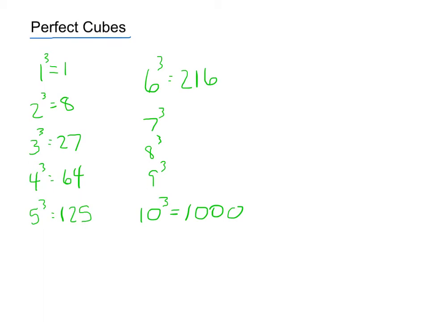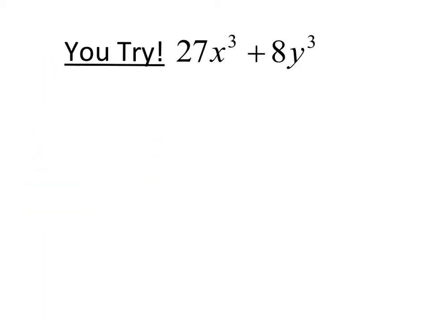Now let's do a U-try. Here in this U-try, we have to factor 27x cubed plus 8y cubed. Pause the video, try it out. You can even go back to look to see what number cubed does 27 relate to, what number cubed is 8. The answer that you're going to come up with for this one is 27 is 3 cubed, so A is 3x, and 2 cubed is 8, so the B is 2y.